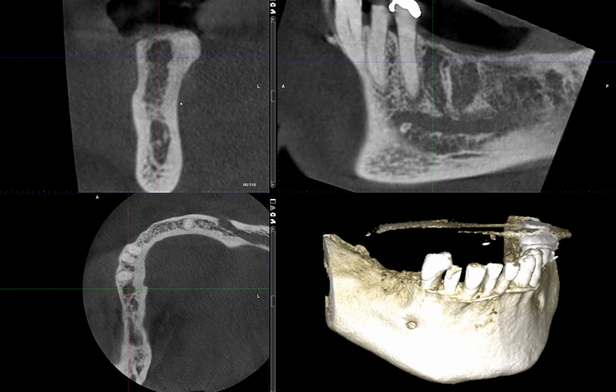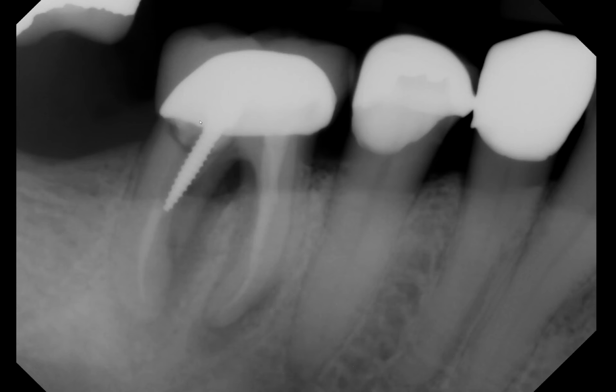So that's what I wanted to show you. I don't always get to show you a root fracture from a post, but I think it's really cool that you got to see this radiograph.